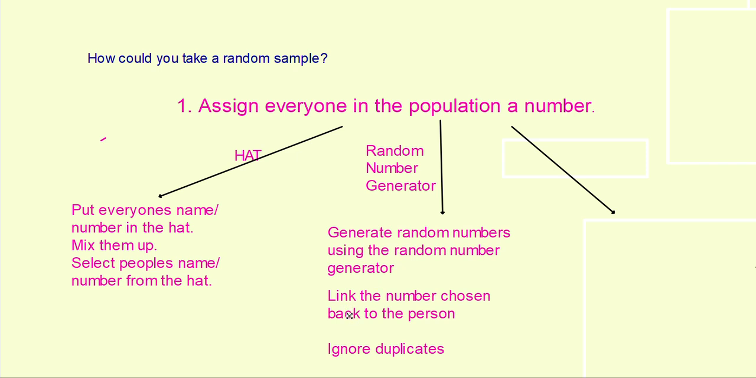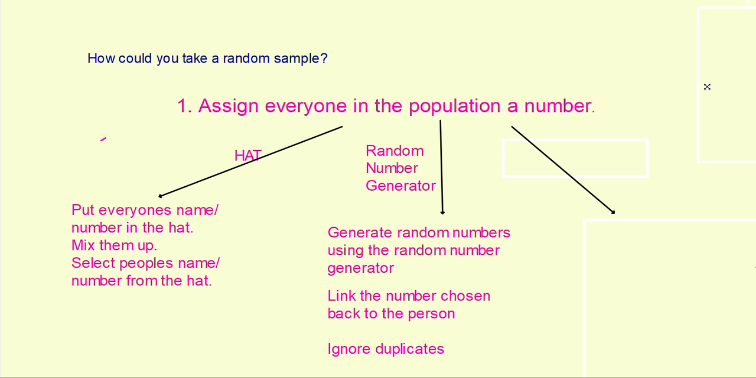This is your next point. You have to say all of this. Link the number chosen back to the person. So link 42, if 42 came up, link that back to the person who's got the number 42 on the list. And really importantly, this is needed, ignore duplicates. If you had 2 number 42s, if 42 came up twice, you'd have to ignore that duplication of 42 and go on to the next and choose somebody different.